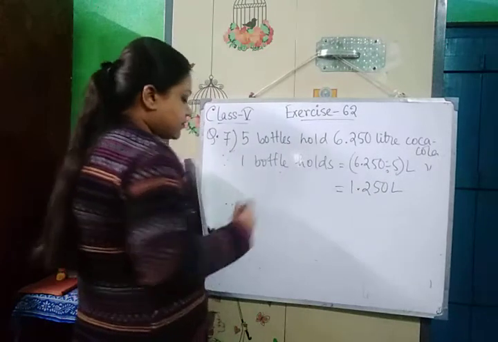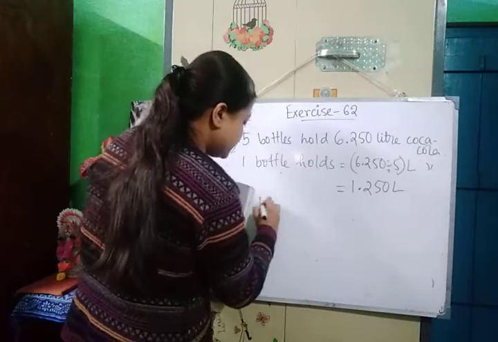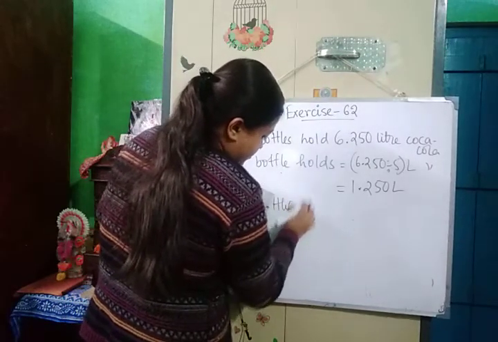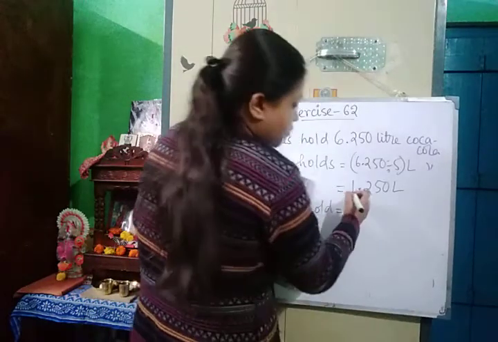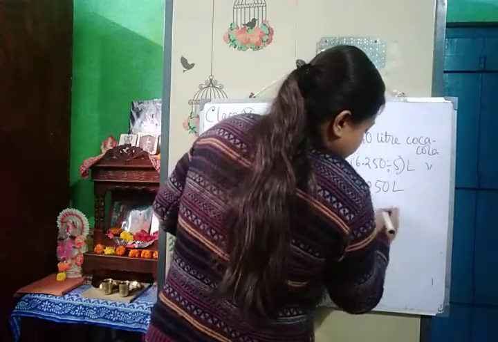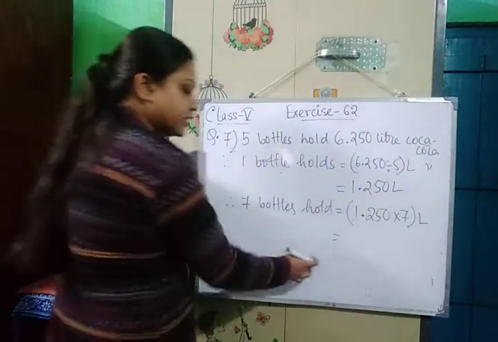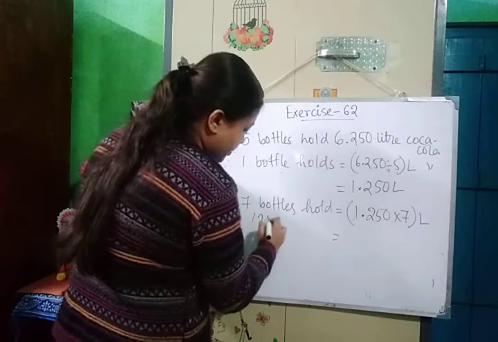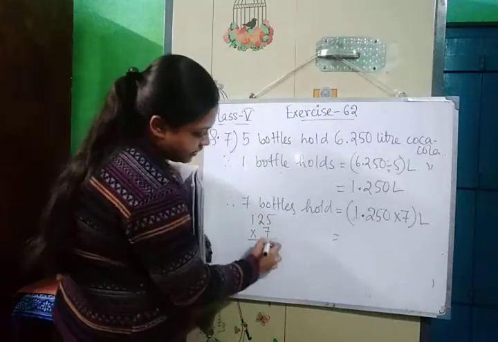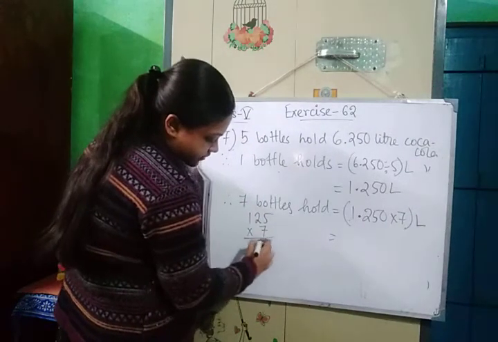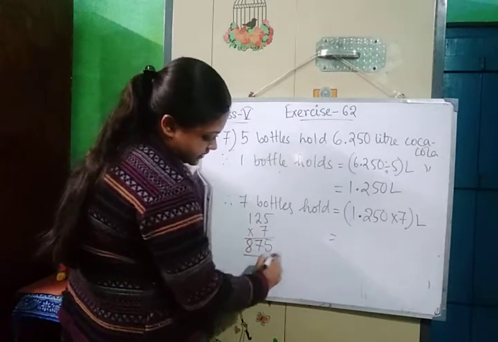Now we will find out how much Coca-Cola 7 bottles will hold. So 7 bottles hold 1.250 into 7 liter. Okay. So now without the point and without the 0 we will multiply 1.25, so 125 into 7. 7 5s are 35, 7 2s are 14 plus 3, 17. 7 here, 1 in hand. 7 1s are 7 plus 1, 8.